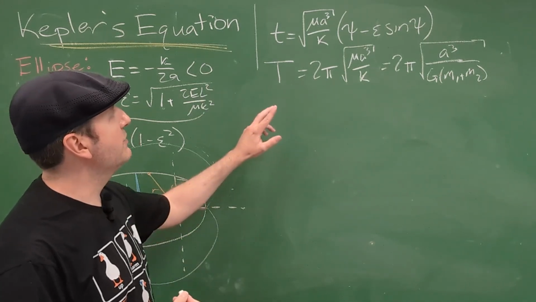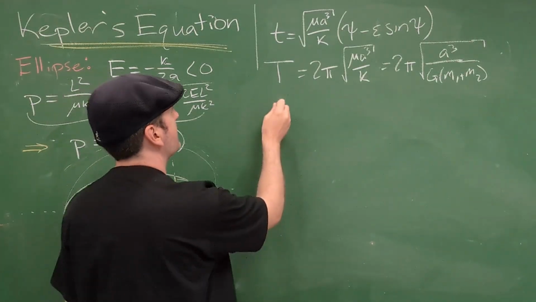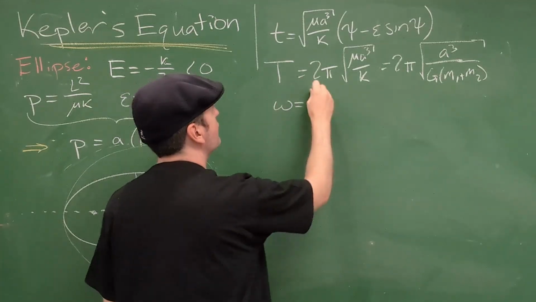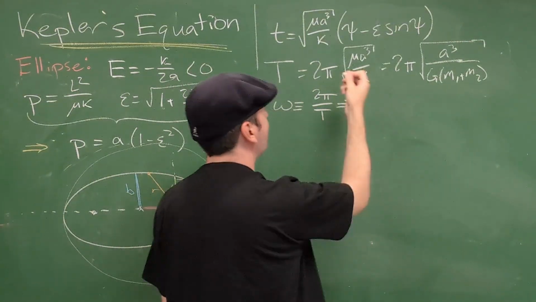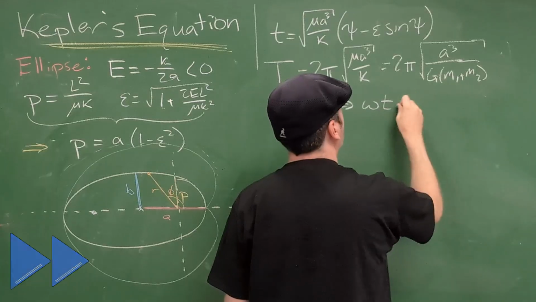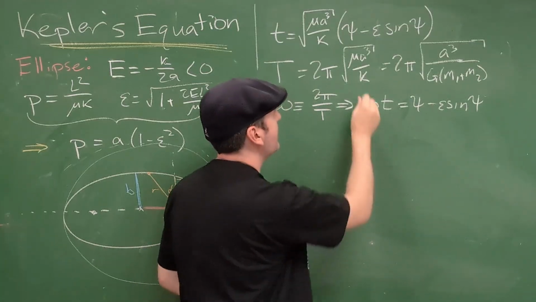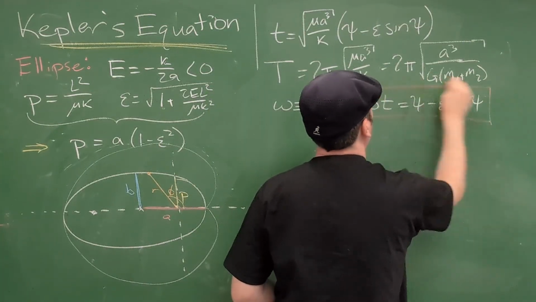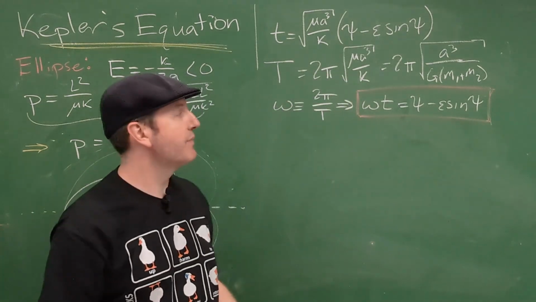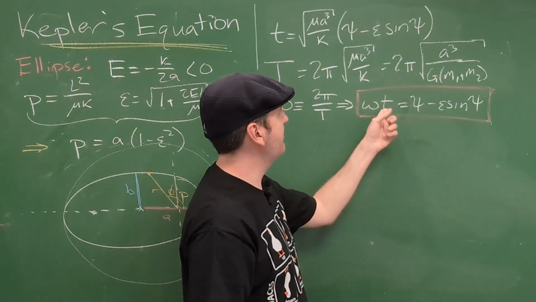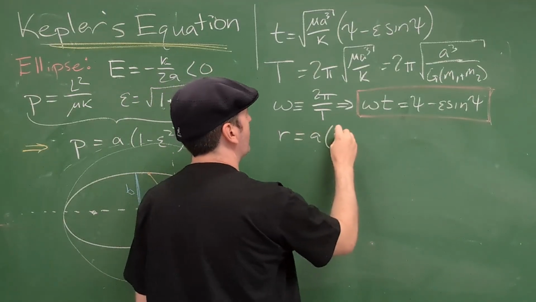We also can use this to define a period of revolution. So let's define omega then to be 2 pi over this. And if we do that, we end up with a very nice little equation. And this equation right here, which I'll box in red, this equation is called Kepler's equation. It tells us what psi as a function of t is, recalling that r as a function of psi was also written down.